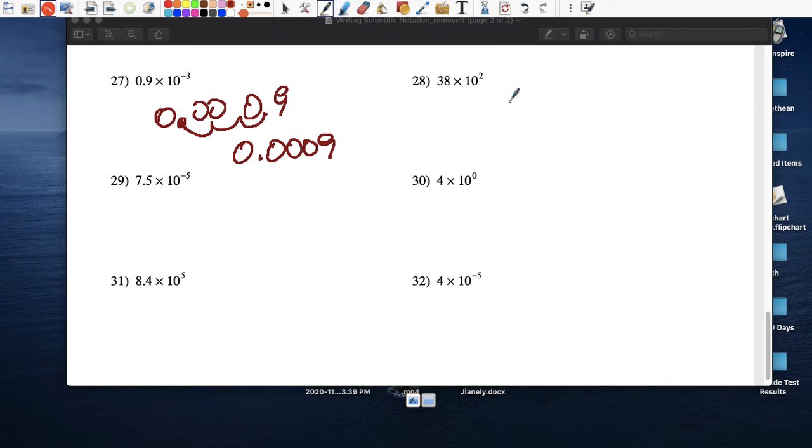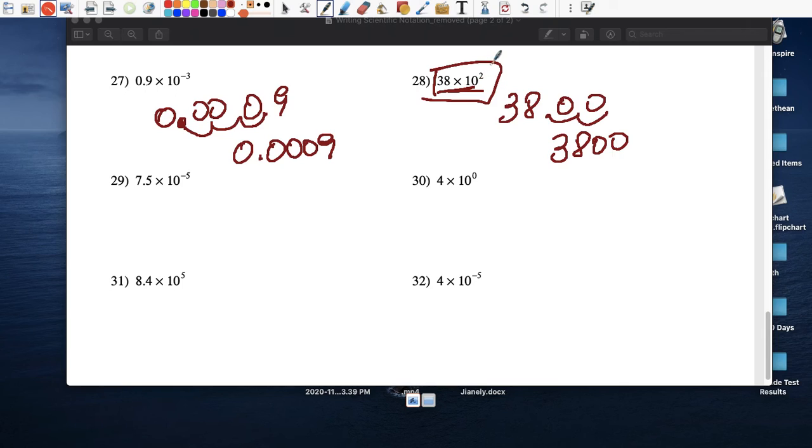3.8 times 10 to the 2nd power. Here's my decimal right now. Move it to the right. Add those 2 zeros, and it becomes 380. Just make sure that you know that that's not written in scientific notation, okay?